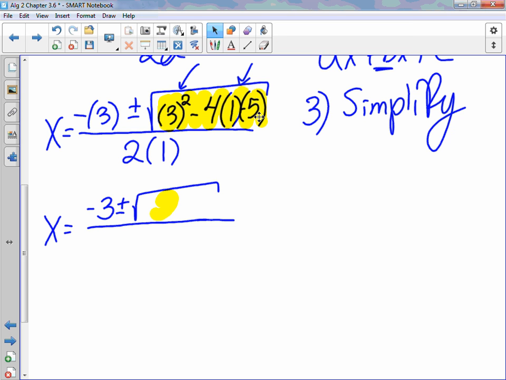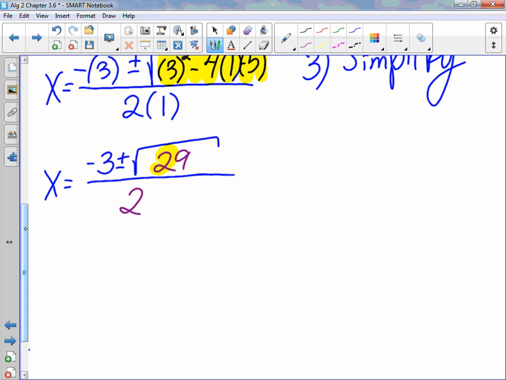So we will get 29, or you should get 29. You're good? So do we agree with 29? And 2 times 1 is 2. Any questions on how we got to this here? So we mainly are just simplifying things down, yes?